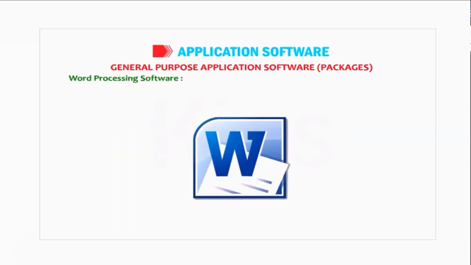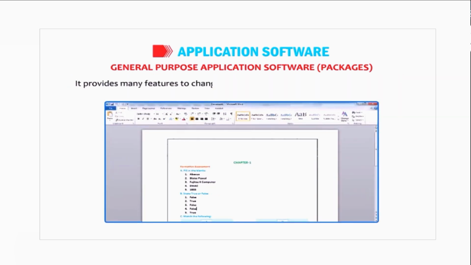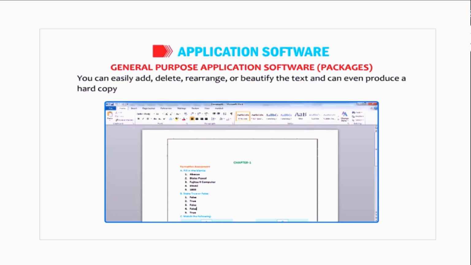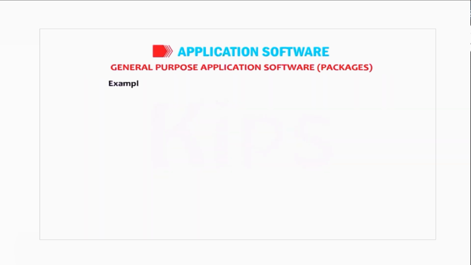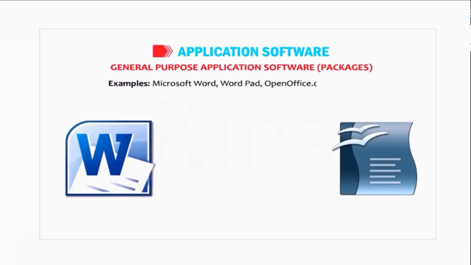Word processing software. A word processor helps us to create professional-looking documents quickly and efficiently. It provides many features to change the appearance of text in the desired manner. You can easily add, delete, rearrange or beautify the text and can even produce a hard copy of the document as per the requirement. Examples: Microsoft Word, WordPad, OpenOffice.org Writer, etc.